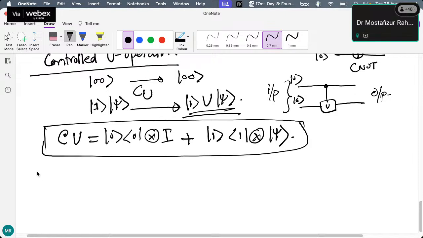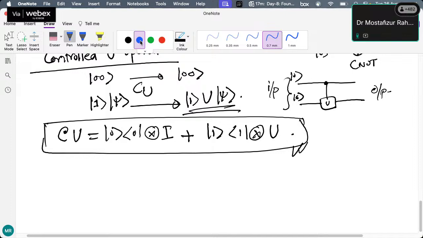So now we know how to control; even if there is a composite quantum system, still we can control certain qubits and we can perform certain operations on some qubits, right? So I made a mistake. It will be U, okay? So this is the controlled U definition, right?